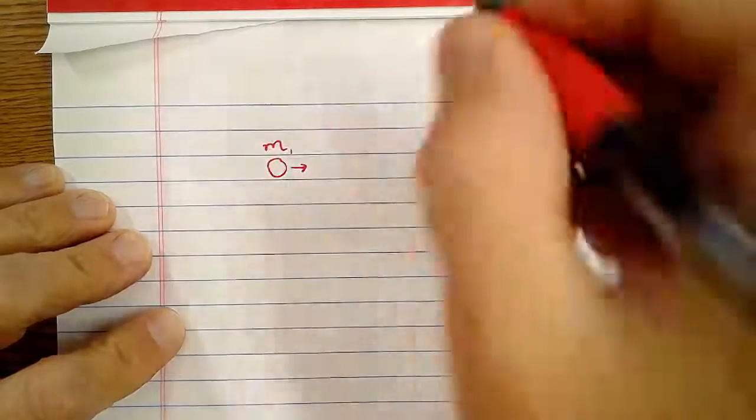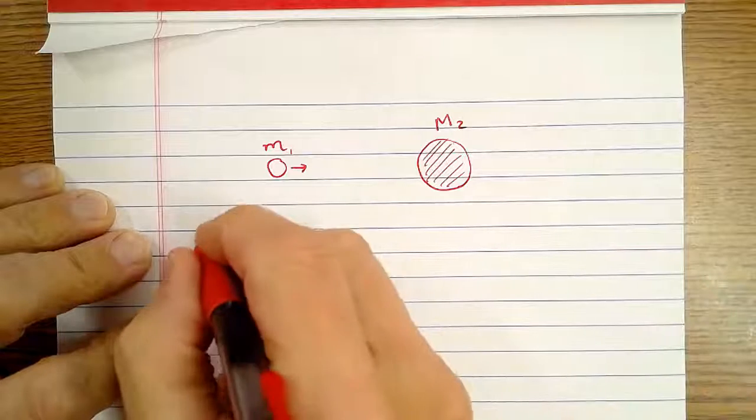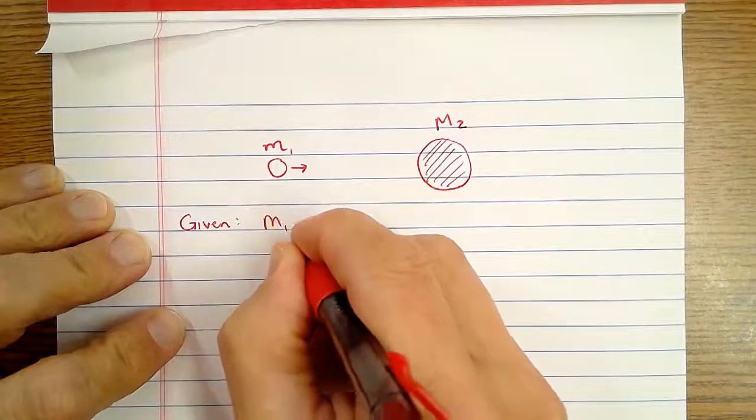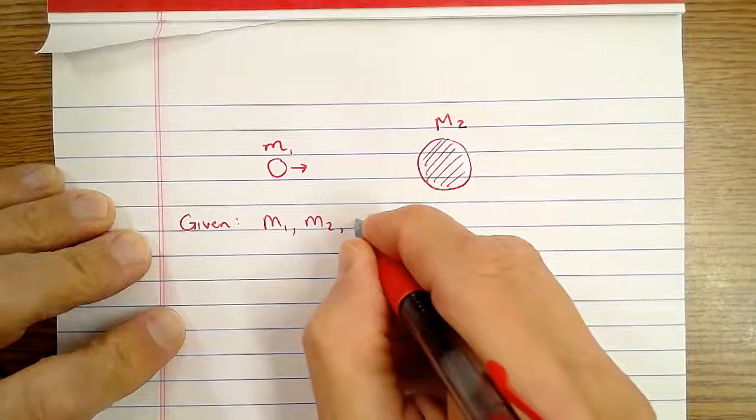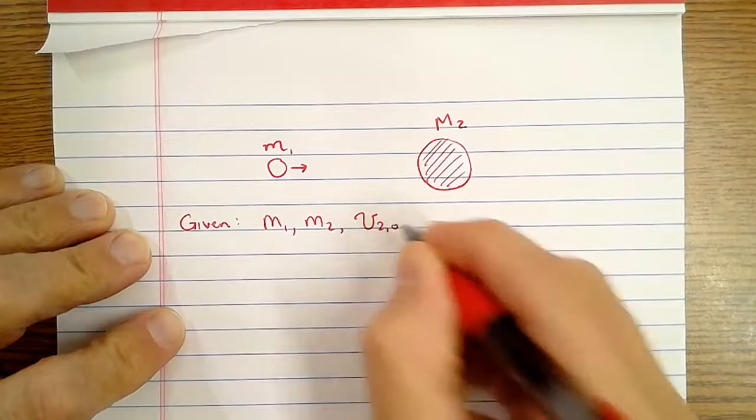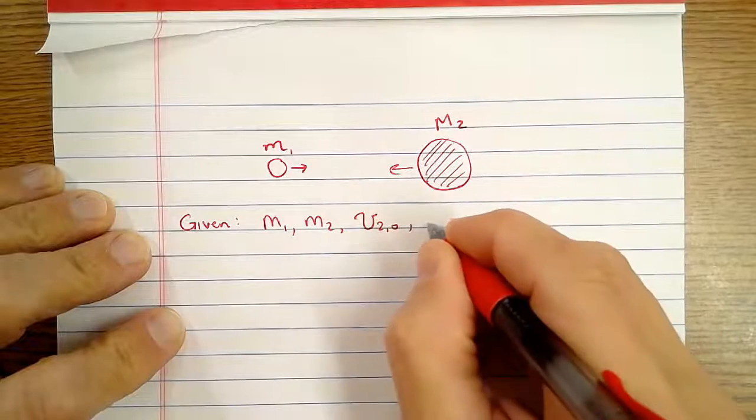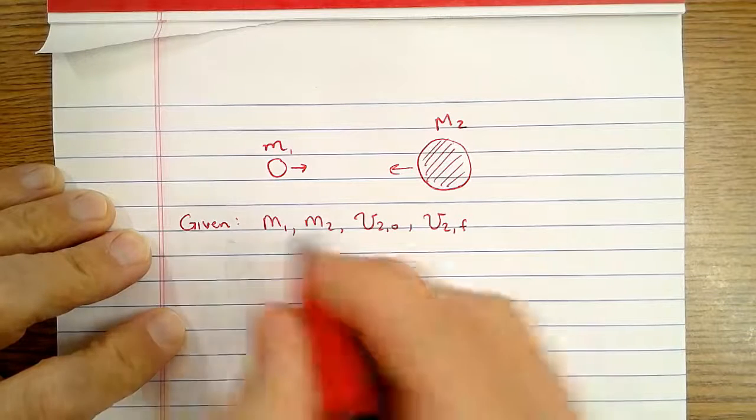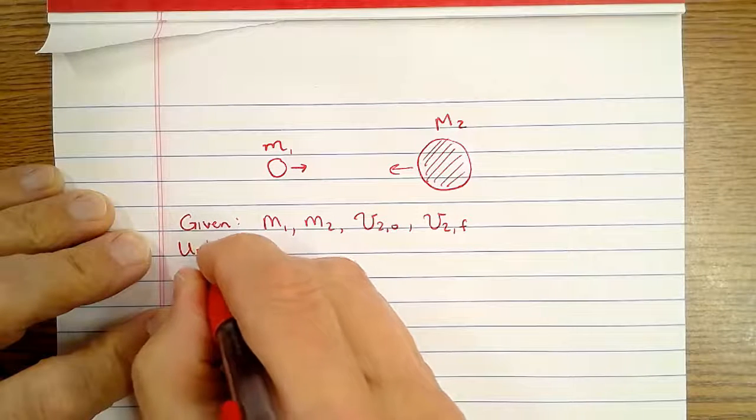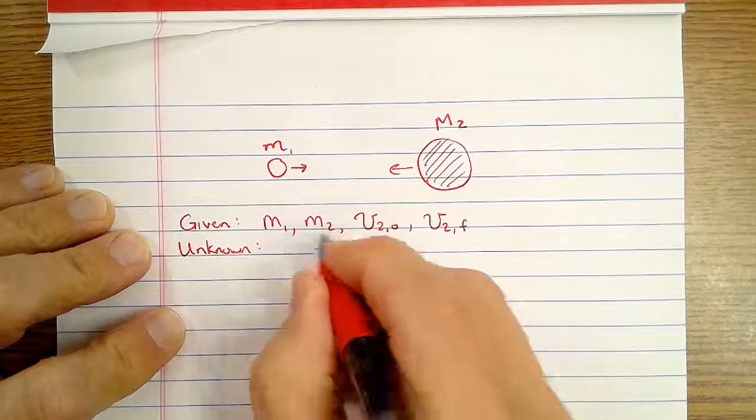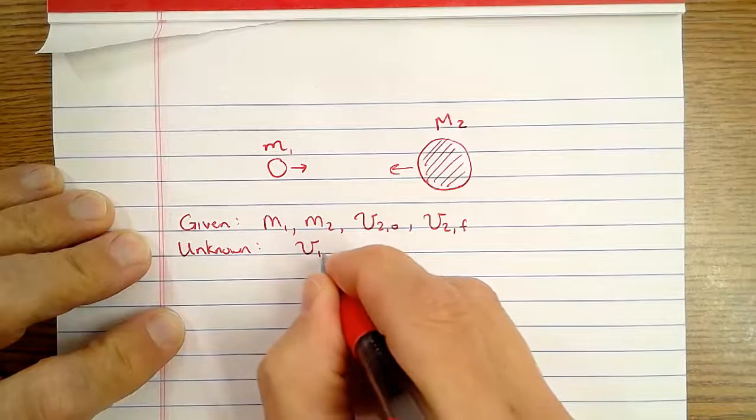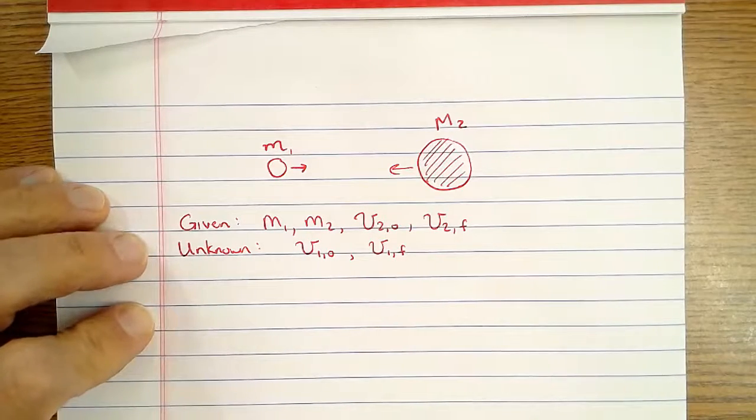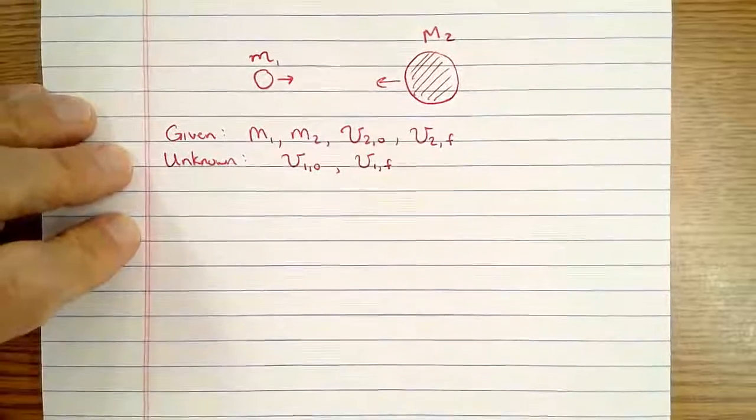So I'm going to call this M1, I'm going to call this M2, and we are given a couple of things. We're given M1, we're given M2, we're given the velocity of object 2 initially, and we are also given the velocity of object 2 finally, after the interaction. And what we are trying to find is the velocity of object 1 initial and the velocity of object 1 final. So we're going to set up a couple of equations to see if we can find those things, okay?